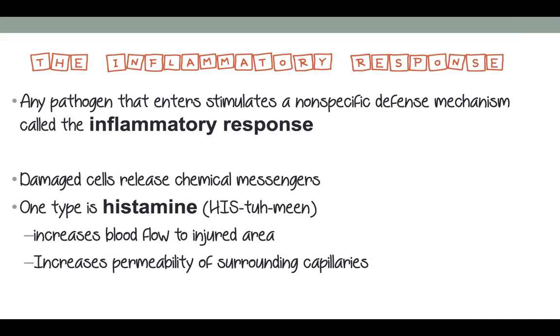Can anybody think of a reason why you would want to do that for damaged cells? Why would this be beneficial? Or do you just not want to answer any questions? Do you want me to do it all?